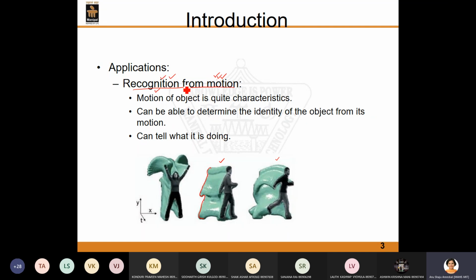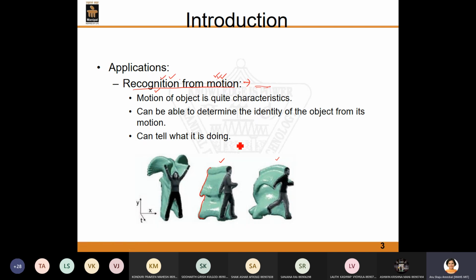Okay, and one application which comes from this recognition from motion is where you can convert the actions into text. A kind of algorithm where it is able to recognize what the motion is and then convert it into the form of text, or in the form of, let's say, a sentence.